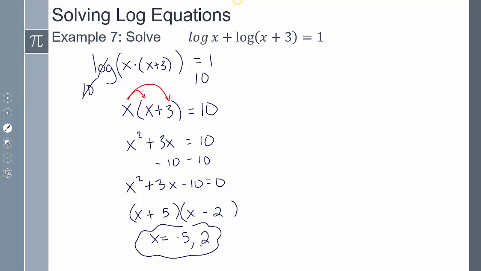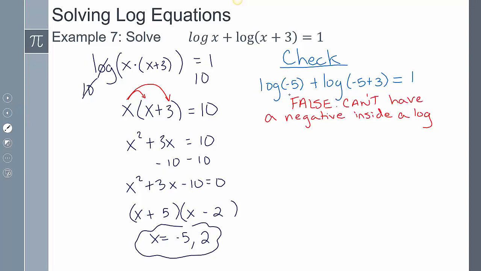Now you probably thought we're done. We're not. We have to check for extraneous solutions. So checking the first one, if I plug in negative 5 into my equation, I get a negative inside of my log. That contradicts what my domain is. I'm not allowed to have a negative inside of my logarithm. Therefore, it can't be an answer. Okay, so we have to cross it out. It can't be one of our values.